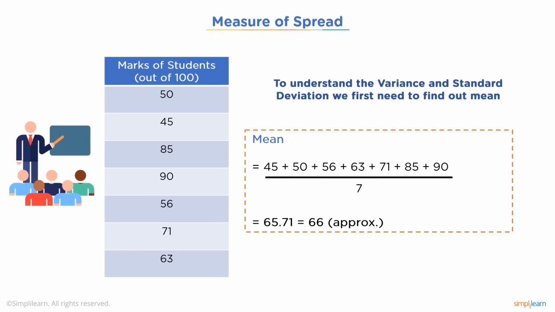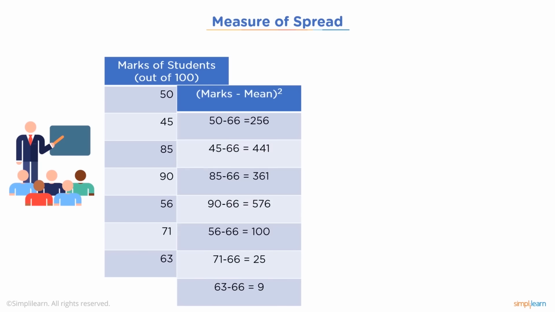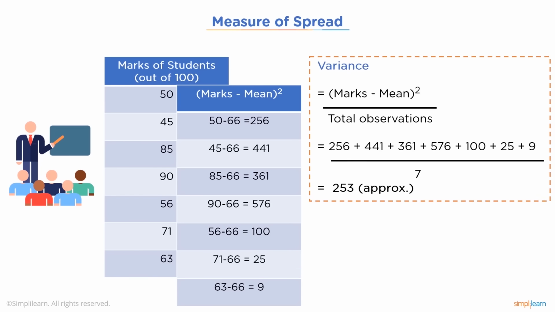So here's our calculating the average there. We end up at approximately 66 for the average. And then we look at that and the variance. Once we know the mean, we can do equals the marks minus the mean squared.